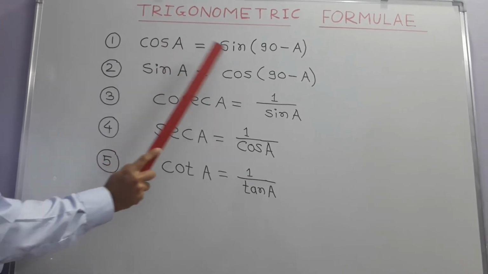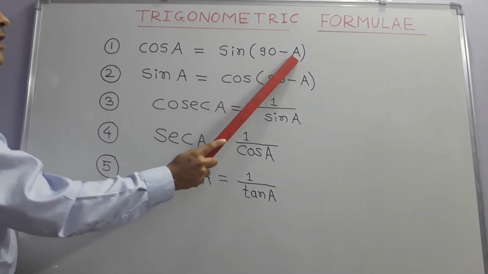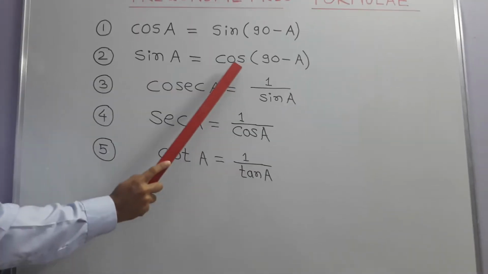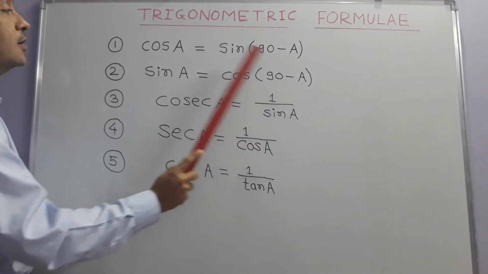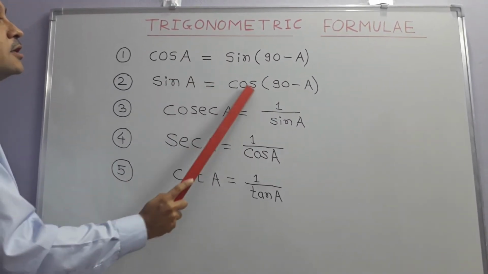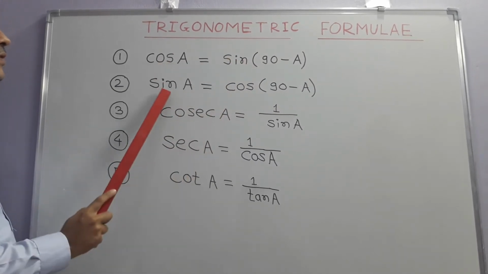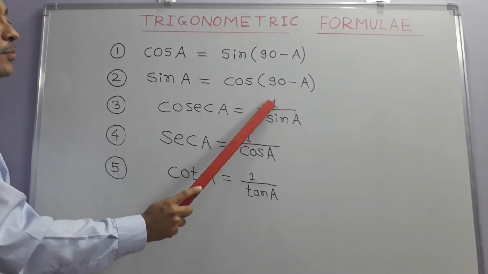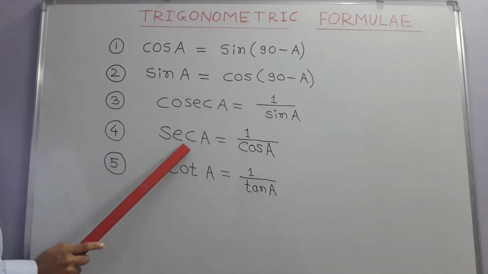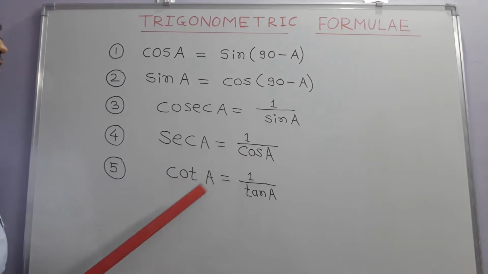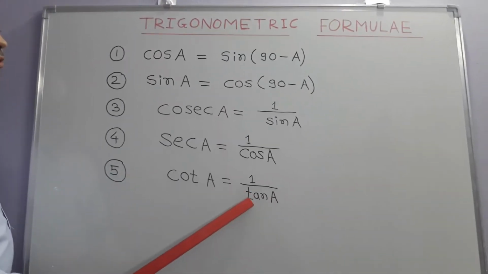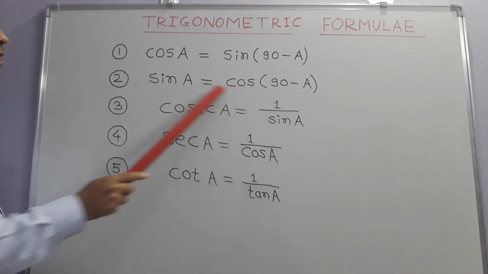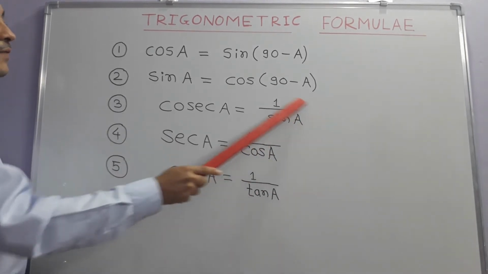So cos A is equal to sine of 90 minus A. Sine A is equal to cos of 90 minus A. So these formulae are called complementary angles formulae. Then cosec A is equal to 1 upon sine A. Sec A is equal to 1 upon cos A. Cot A is equal to 1 upon tan A. So these formulae are called reciprocal formulae.